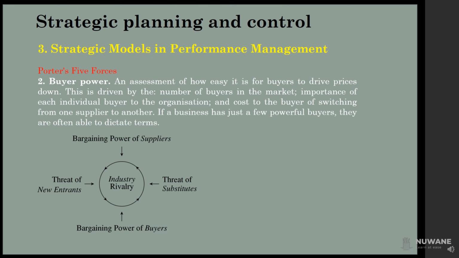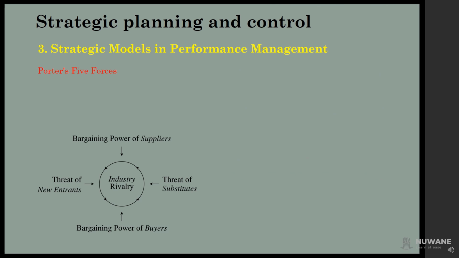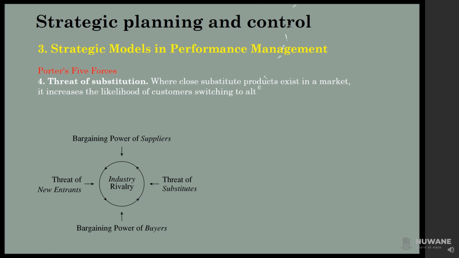Number 3 force, competitive rivalry. The main driver is the number and capability of competitors in the market. Many competitors, offering undifferentiated products and services, will reduce market attractiveness. Force number 4, threat of substitution. Where close substitute products exist in a market, it increases the likelihood of customers switching to alternatives in response to price increases. This reduces both the power of suppliers and the attractiveness of the market.